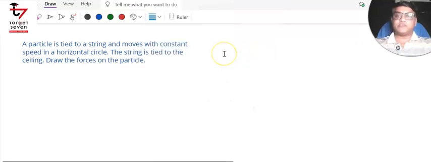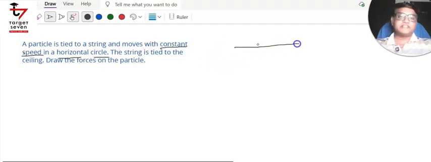In this specific question, the task is about representing all of the forces acting on a body which is moving in a circular path, at a constant speed, in a horizontal circle. The question says that the string is attached to the ceiling. The string is tied to the ceiling.